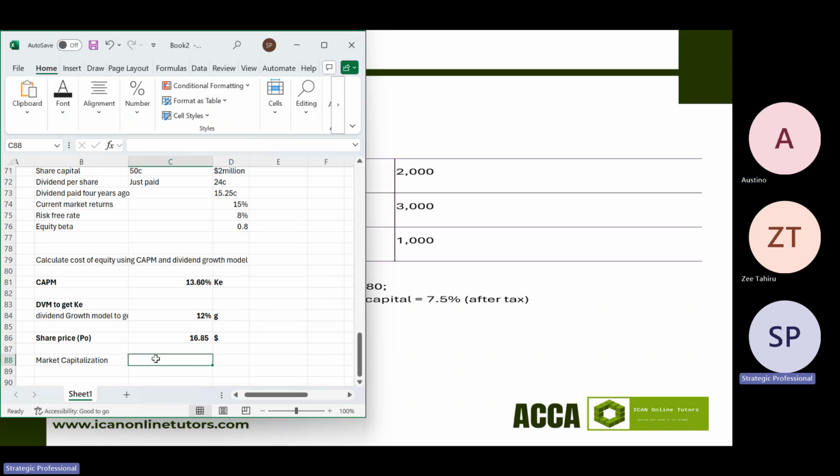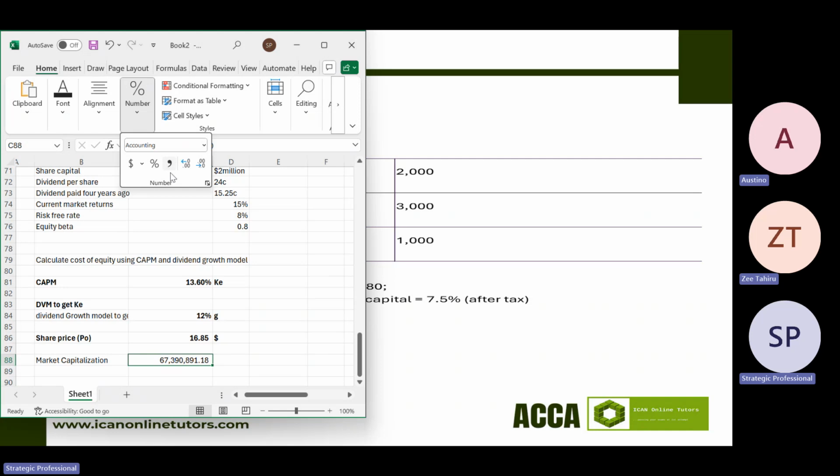So yeah, you're right. It shows that you are following in the class. So what you just need to do is this 16.85, multiply by 2 million divided by 0.5. You didn't put the divide sign. Sorry, I made an error. Divided by 0.5. So this is it. This is the market capitalization.